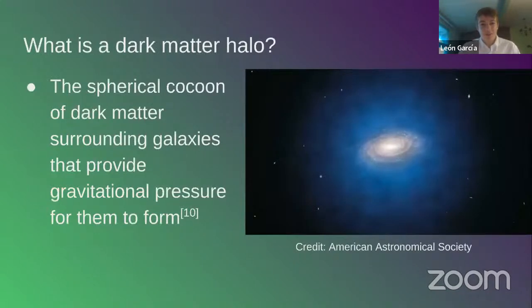Before I get into the rest of the presentation, I should clarify a dark matter halo is not a halo in the traditional sense, like an angelic halo. It's a spherical ball of dark matter that extends far beyond the reaches of your traditional galaxy. And it provides the gravitational pressure that galaxy needs to form and rotate at the speeds that it rotates and form the structures that it needs to form. And without dark matter, we would not be here and I would not exist to give this presentation.